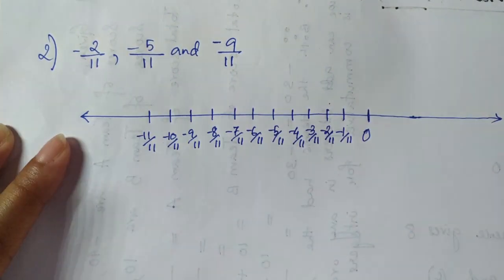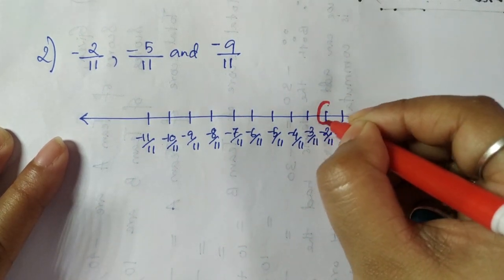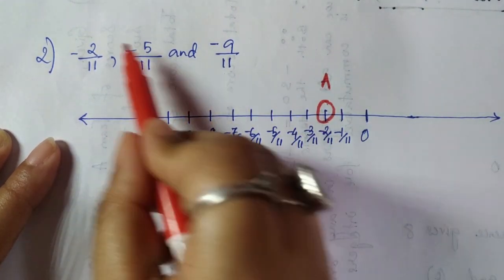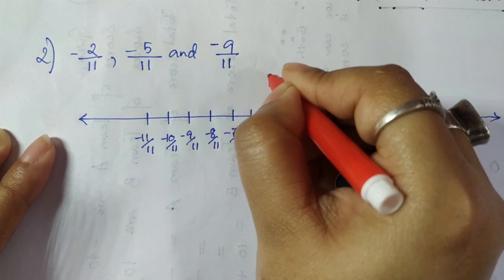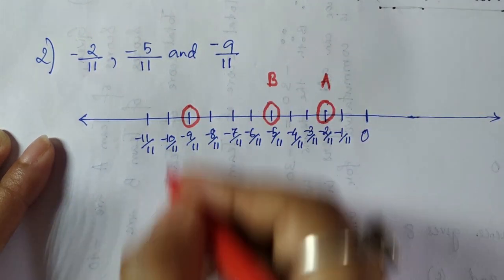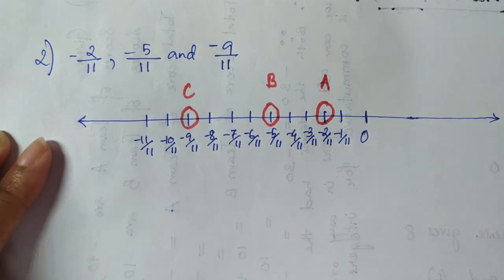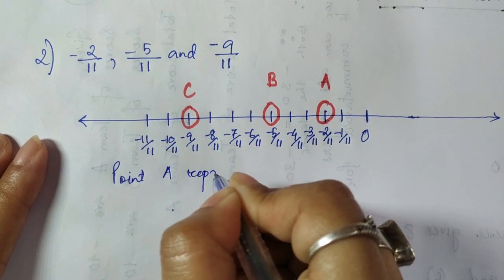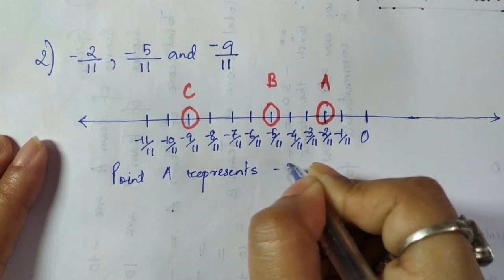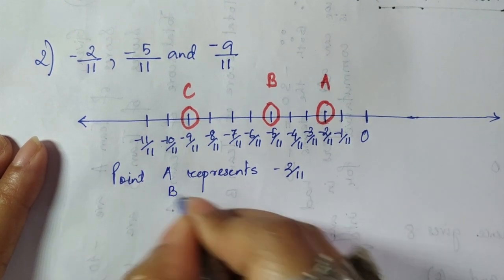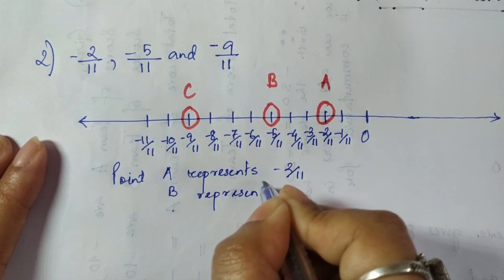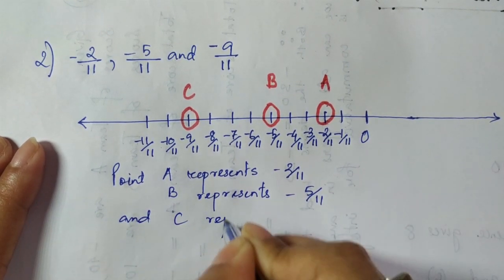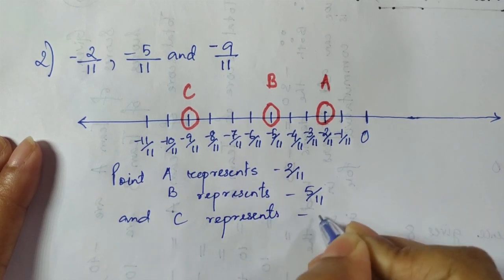Let me take a different color to make it more precise. This is one particular point, you can see, right? So let me name it as say A. Another is minus 5 by 11, this B. And the third one is minus 9 by 11, C. So I got all the 3 points. I can write properly. Point A represents minus 2 by 11. B represents minus 5 by 11 and C represents minus 9 by 11.